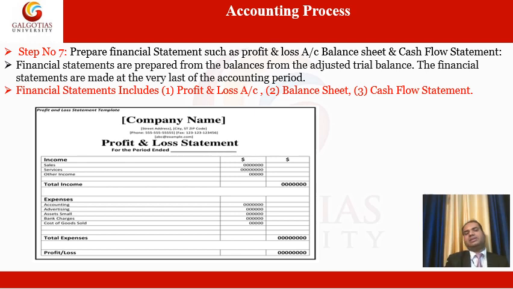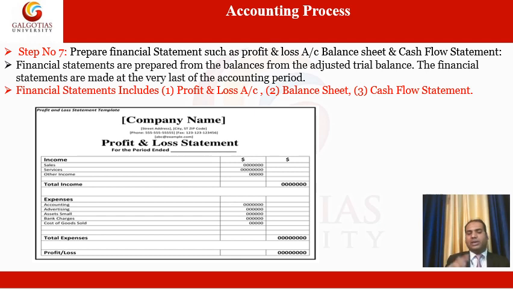Now the seventh step of the accounting process is to prepare the financial statements such as profit and loss account, balance sheet and cash flow statement. Guys, financial statements are prepared from the balances of the adjusted trial balance. The financial statements are made at the very last of the accounting period. Financial statements include profit and loss account, balance sheet, cash flow statement. Right.